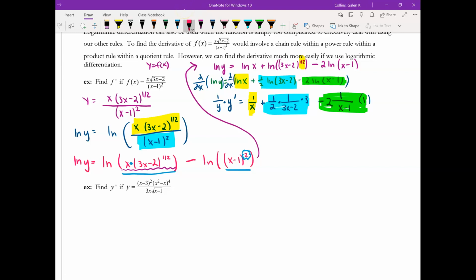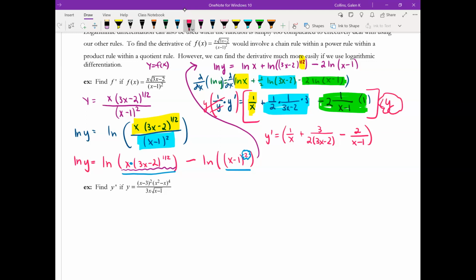So we want to next isolate y prime by multiplying both sides of this big equation by y. When we do that, we get y prime isolated on the left. On the right, I have in parentheses or brackets 1 over x plus, for the second term, I'm going to rewrite this as 3 over 2 times 3x minus 2. And we can either distribute that 2 or not, but that is not 6x minus 2, that is 6x minus 4. So be mindful of the distributive property. Minus 2 over x minus 1, and then all of that times y.